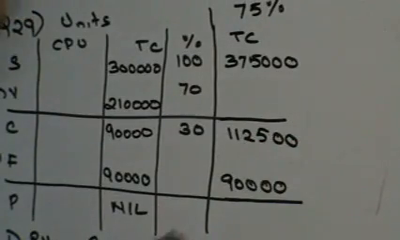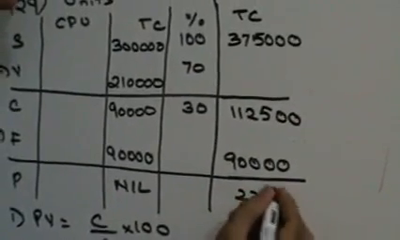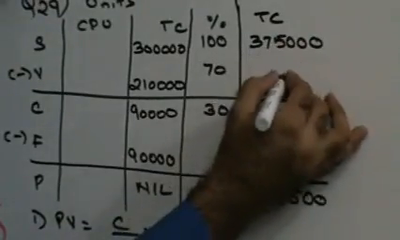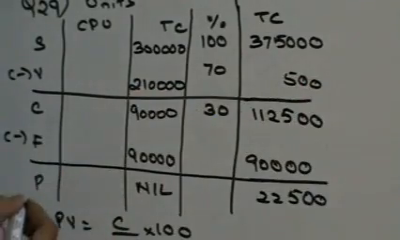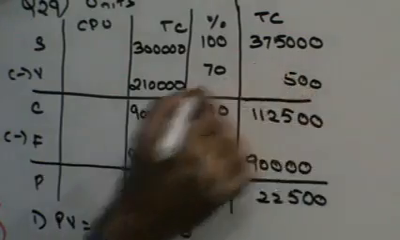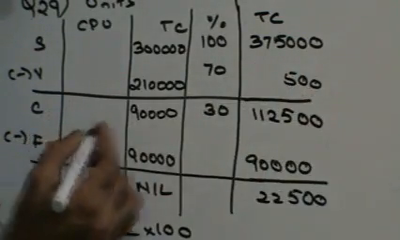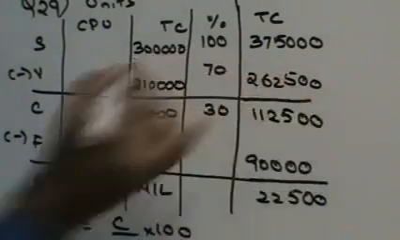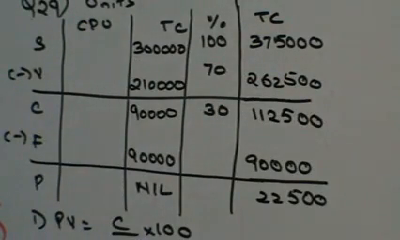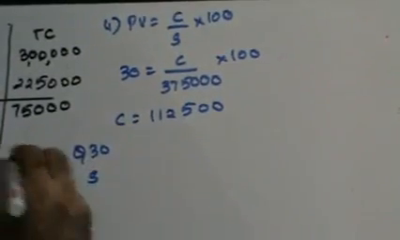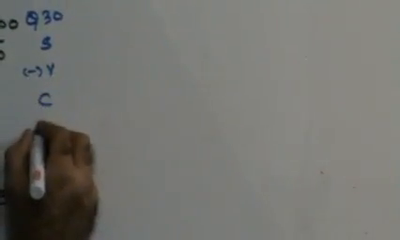If this is 1,12,500, that means profit is going to be 22,500. And someone please help me calculate this also. 3,75,000 minus 1,12,500 is 2,62,500. So at 75% capacity, my profit is going to be 22,500. Right? Next, let's see the next sum, guys. Sales less variable cost is your contribution, less fixed cost is your profit.